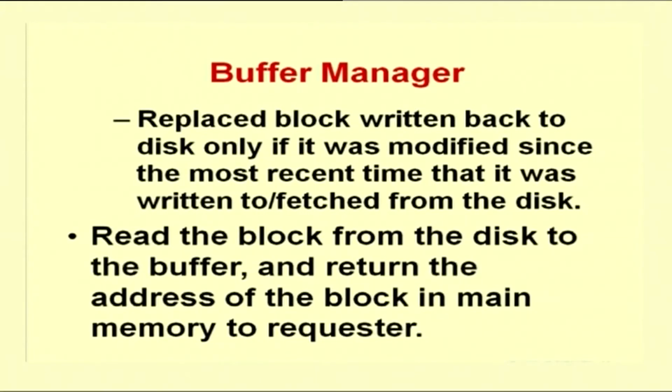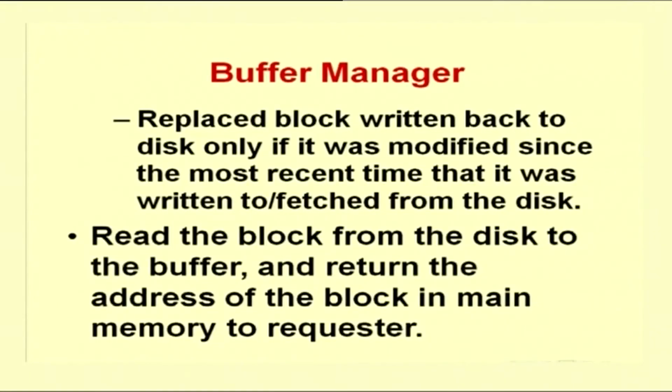Now, when we read the block from disk to buffer, what do you do? First, when you ask for a block to be placed in the buffer, you look whether there is buffer space available. If it is available, allocate it. If it is not available, then you have to take a block that is already in the main memory and push it out, and when you push it out, you write it back to the disk if it has changed. If it is not changed, you do not have to do anything. Then you allocate this block to the buffer and return the address of the block in the main memory.